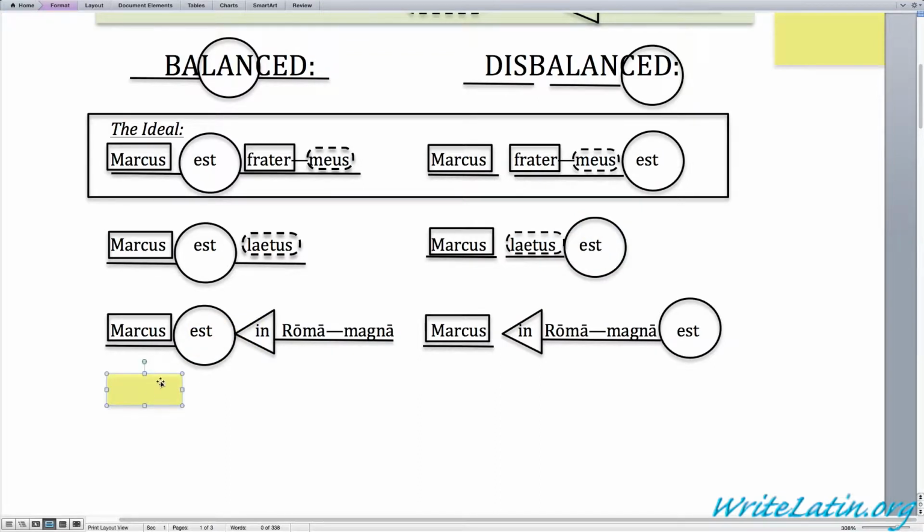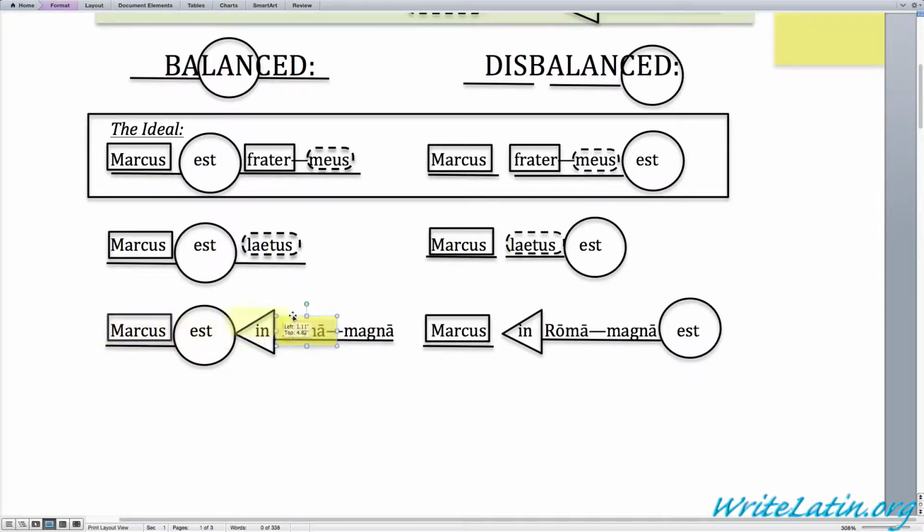Okay, and then here's another possibility. Marcus is in Great Rome. Now, you might say, oh, Mr. Rudman, you have a noun there, a second noun, so that should be the wing, right? Well, it would be, but it's stuck inside this bigger prepositional phrase. And so it's not a standalone noun. It really had to be a standalone noun to take up a wing. But this noun is buried inside.